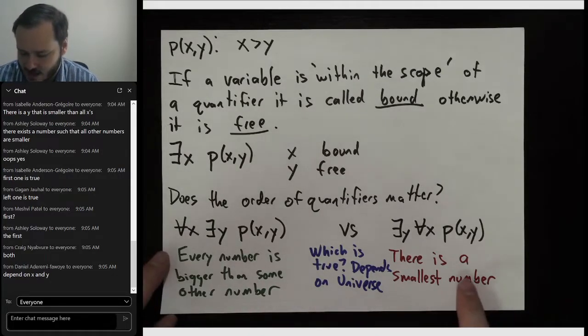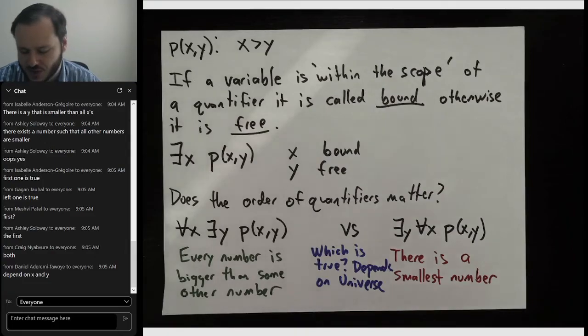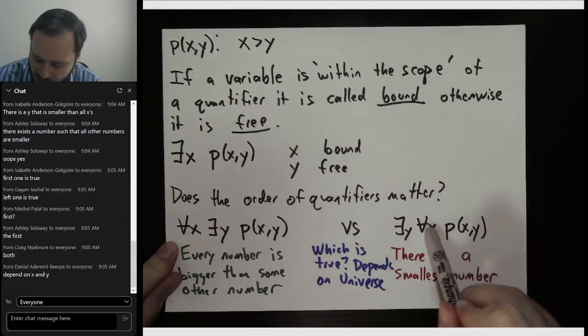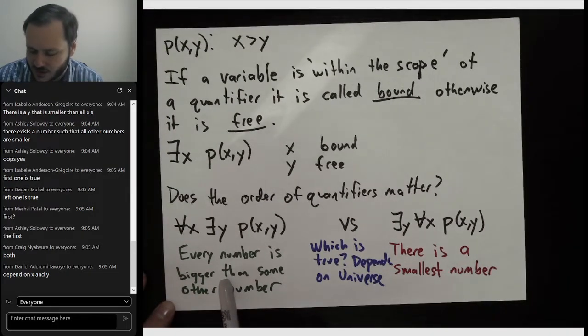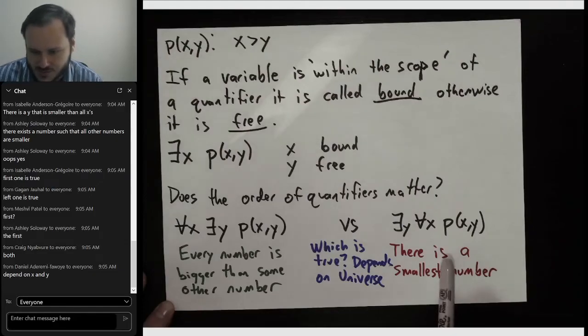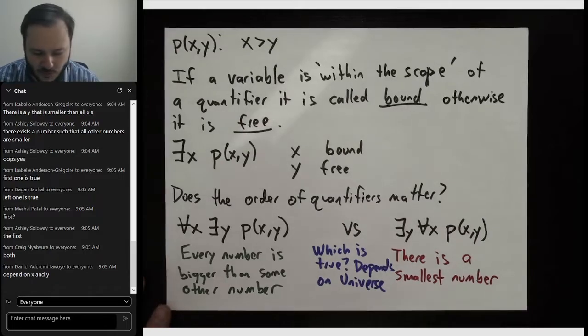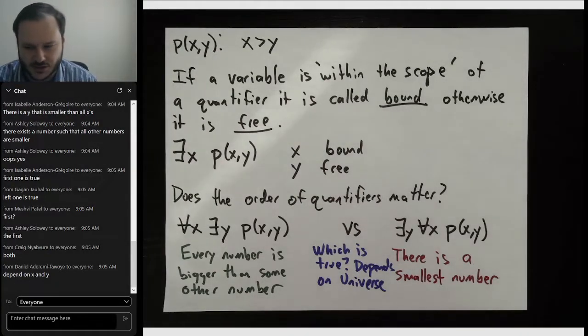Interestingly, it can't be the case that both are true at the same time. That would be a difficult exercise, but definitely one you could do: prove that this implies not this. Because if every number is bigger than some other number, it's not possible that there's some smallest number. You could prove that in a formal two-column proof, but I think it might be challenging.